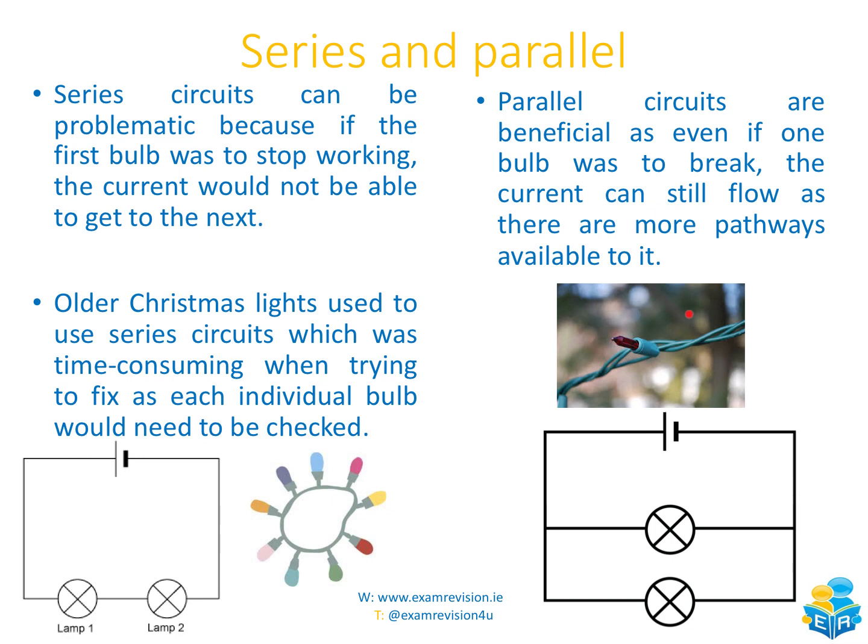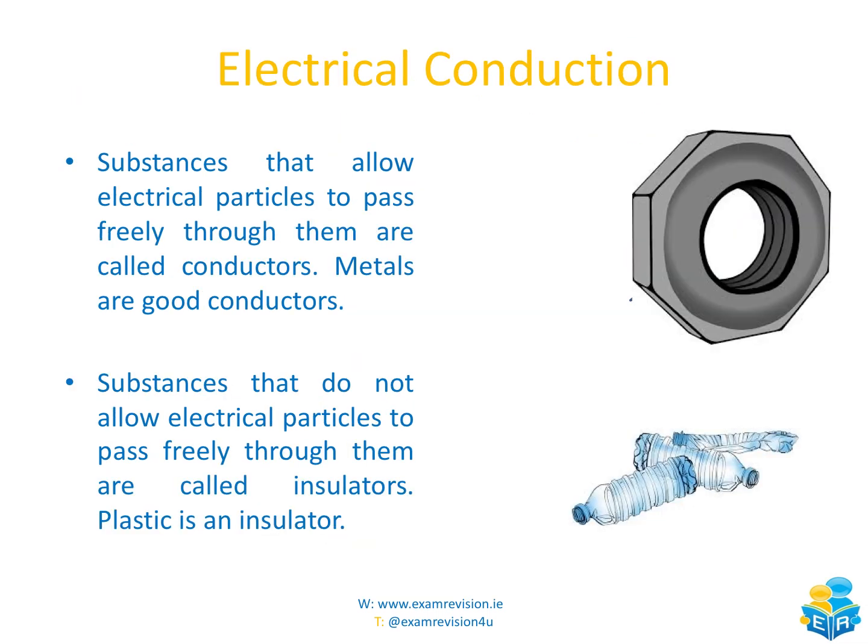That's why Christmas lights nowadays would look more like this. You can see all the multiple wires going into it, and that's because they have parallel circuits. And parallel circuits are more beneficial because even if one bulb was to break, it still means that the current can flow. There's more pathways available to it, and all of the rest of the lights are going to work. So there's just a difference between series and parallel circuits in real life.